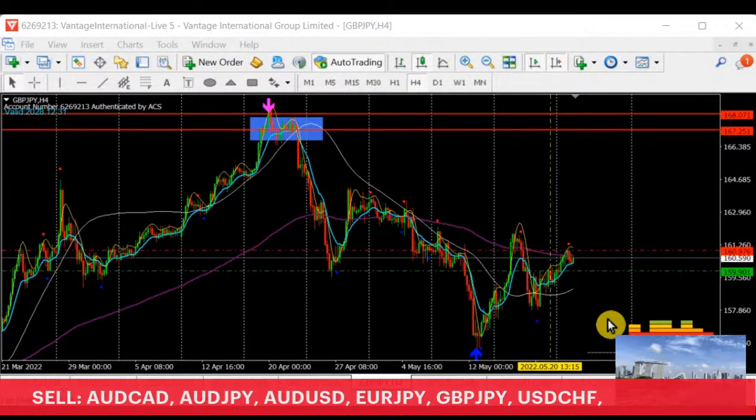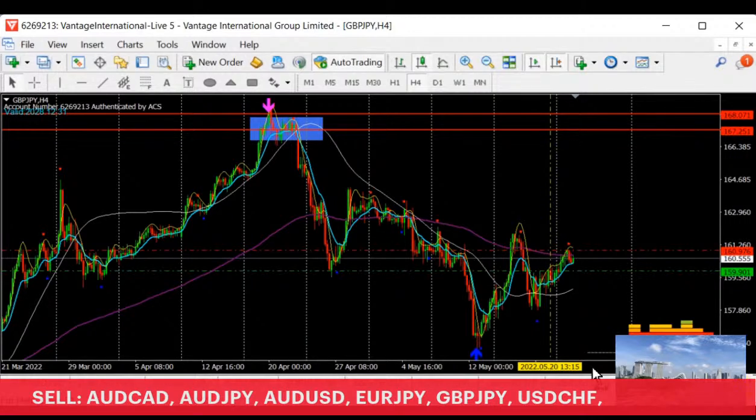So let's wait first. Let's wait first for this to test on the resistance, and after that we need to find out the situation before we actually can go into a trade. That's very important. That is very important.